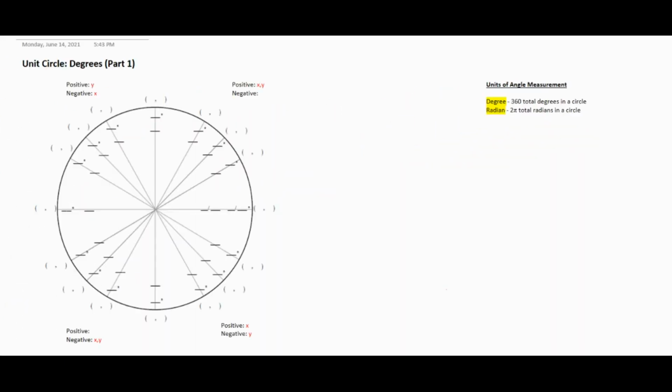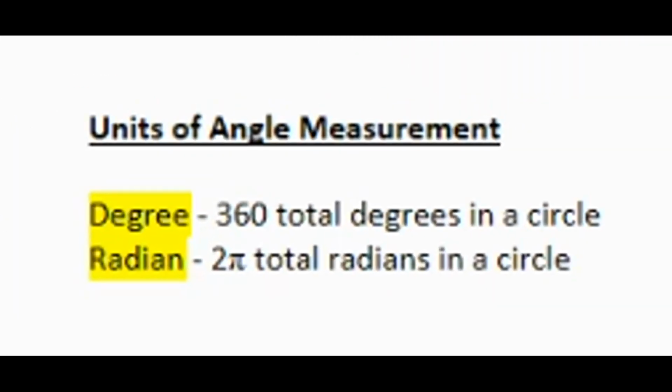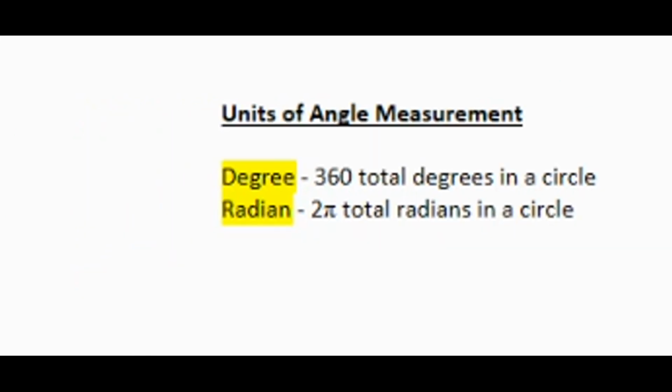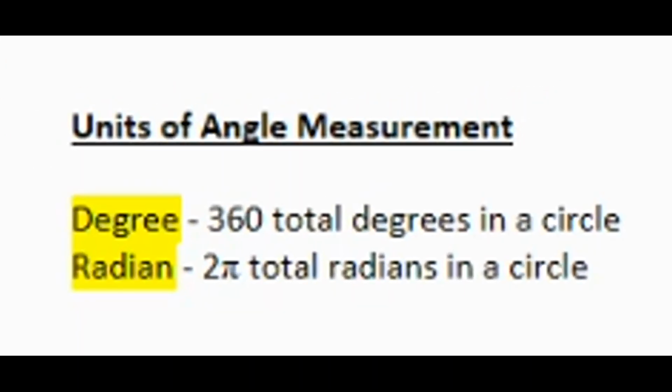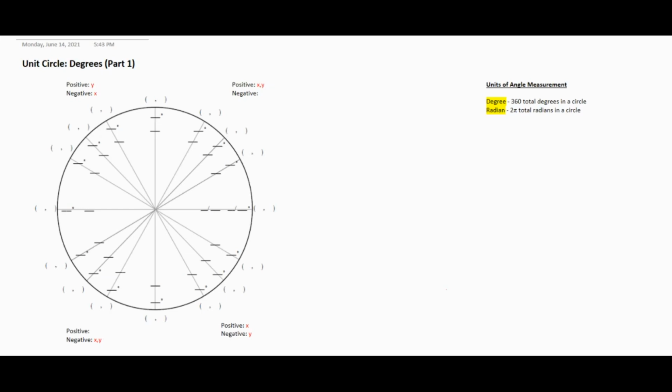Within the unit circle, there are 2 angles of measurement, degrees and radians. There are 360 total degrees within a circle, and there are 2 pi total radians within a circle, meaning one full rotation within a circle is 360 degrees, or 2 pi.